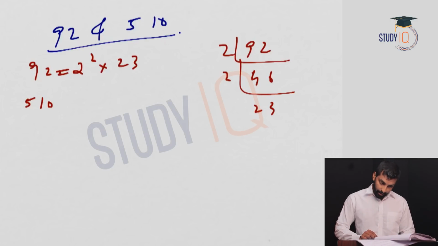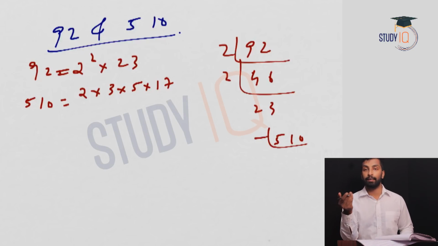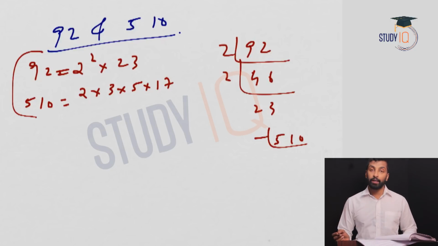Then 510. 510 is actually 30 into 17, and 30 is 2 into 3 into 5. You can do it like this. 510, if you want, you can do like that. But otherwise, you can directly write 30 into 17 if you know that. So that's the prime factorization of 92 and 510.